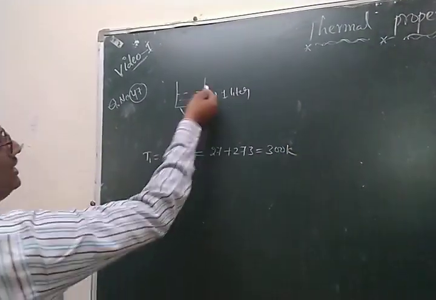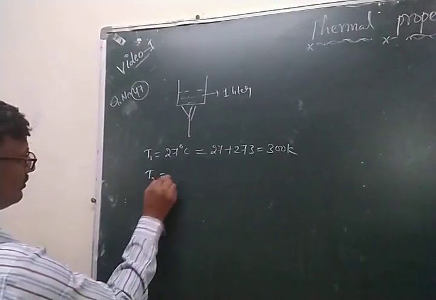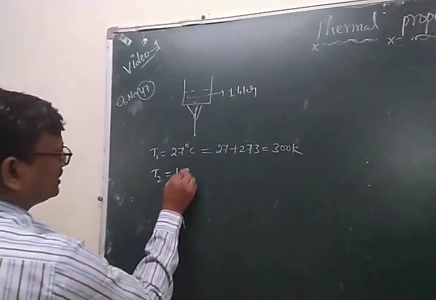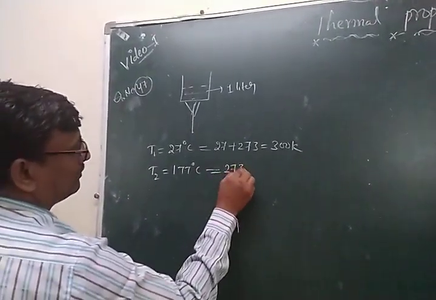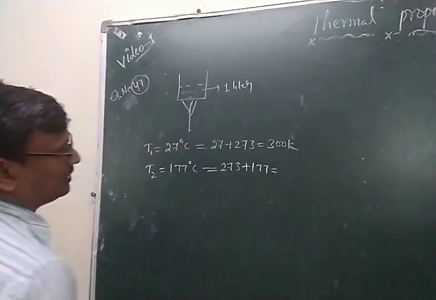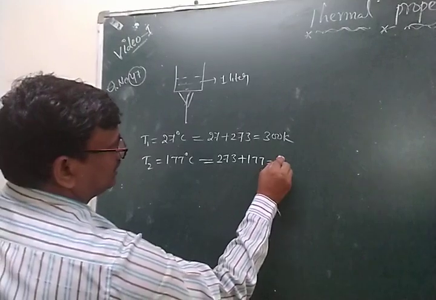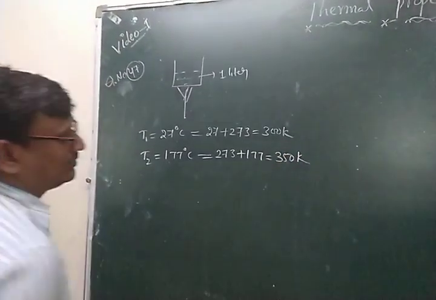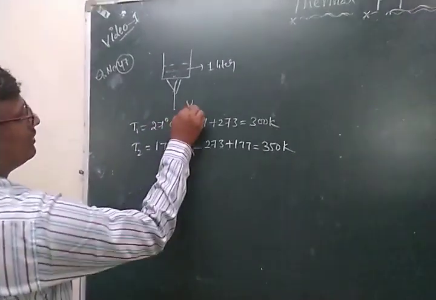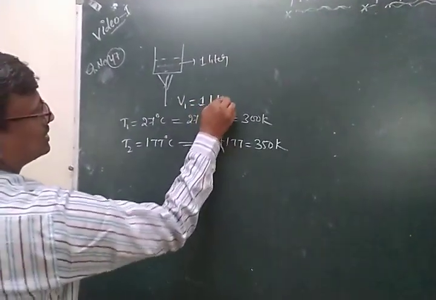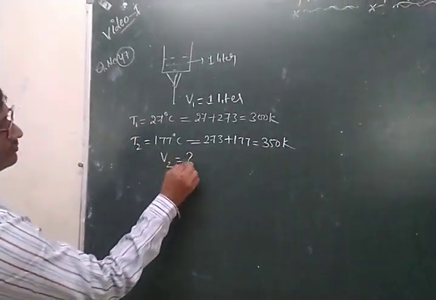Now after that it is heated up to the temperature T2, which is equal to 177 degrees centigrade. That is 273 plus 177, which is equal to 450 Kelvin. Now the initial volume is given as 1 liter. After heating up, what is the value of the volume?